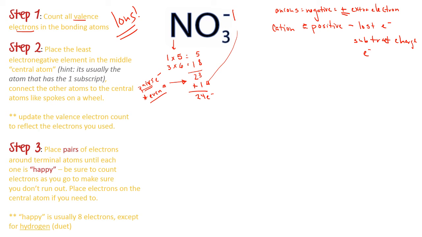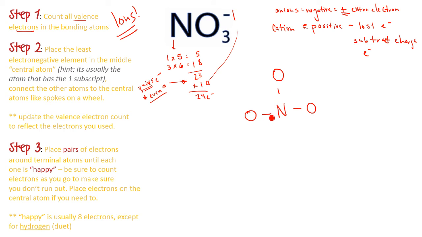But we have to watch out for adding or subtracting away the charge. Okay, so now step 2 says place the least electronegative atom in the middle, so that'd be nitrogen. I'm going to attach the oxygens around the central atom.